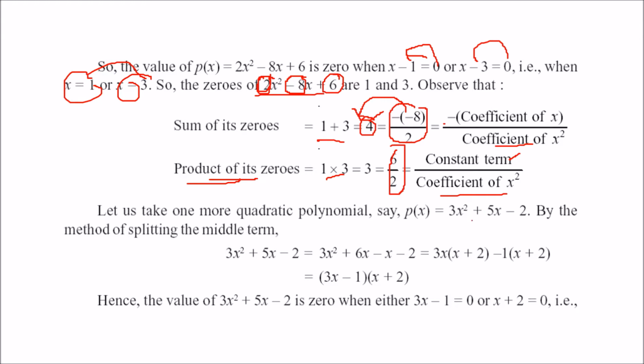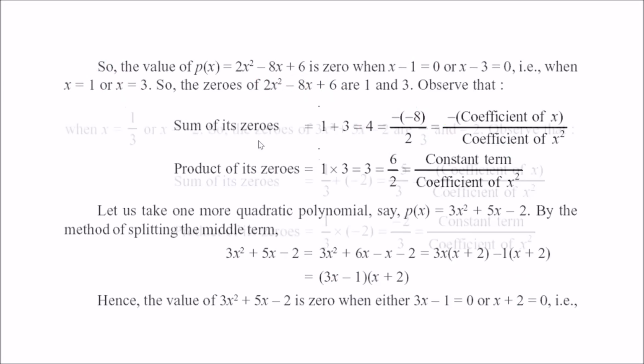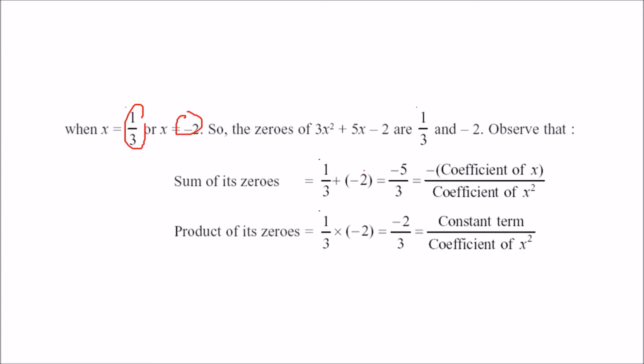So we have used the splitting of the middle term. We can take one more example: 3x square plus 5x minus 2. Split the middle term, and you will find these factors. Now place each equal to 0. So x will be 1 by 3 and x will be minus 2. So 1 by 3 and minus 2 are the zeros. Now let us take the sum. You'll get the sum, and this is exactly equal to minus b by a, if I take this as ax square plus bx plus c. And the product is nothing but c by a.